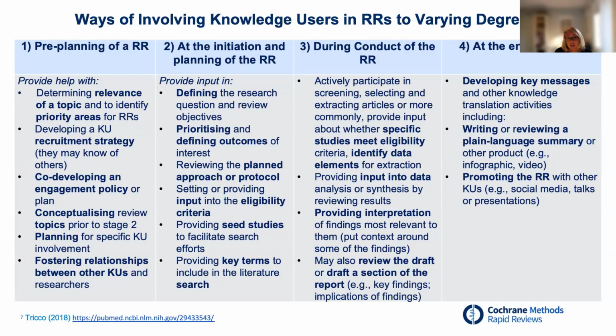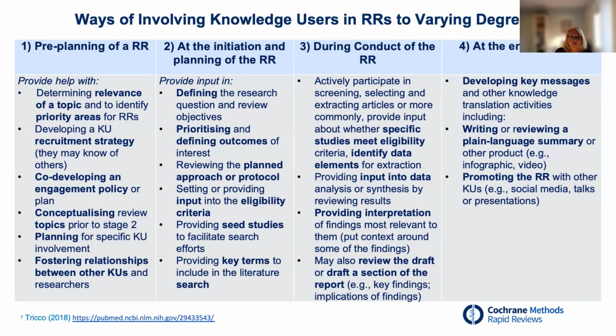Then at the initiation and planning of a rapid review, you could get their input on defining the research questions and review objectives. You can get them to help prioritize and define the outcomes of interest. They can be reviewing your protocol. They can help set your eligibility criteria. They can also provide seed articles to help with some search efforts. They also can look at your search terms to see if any terms are missing in terms of your literature searching.